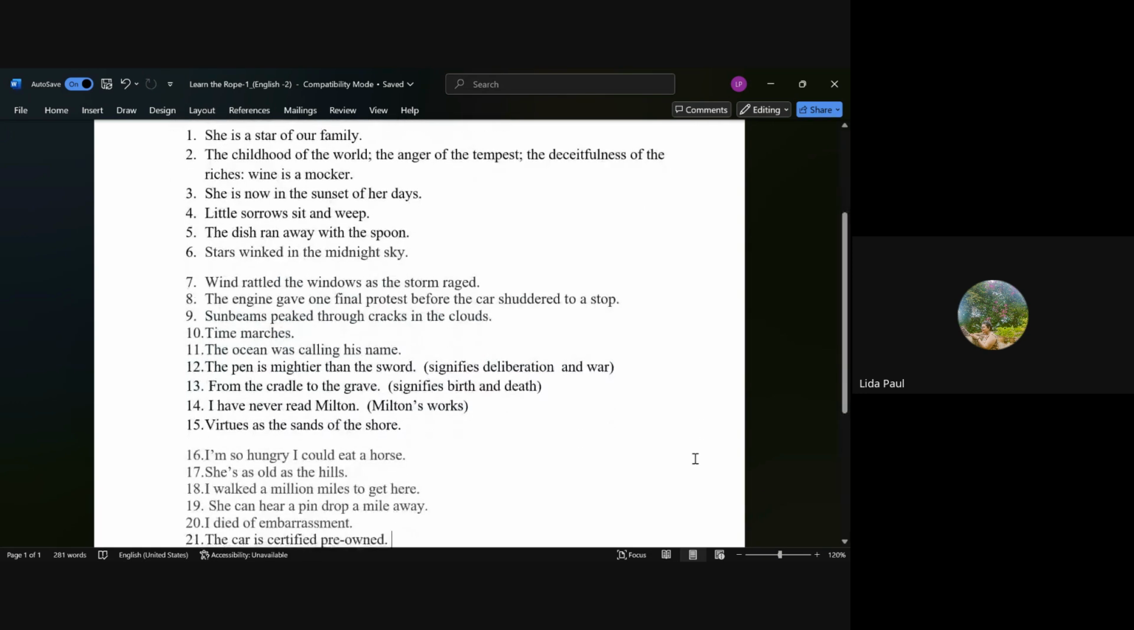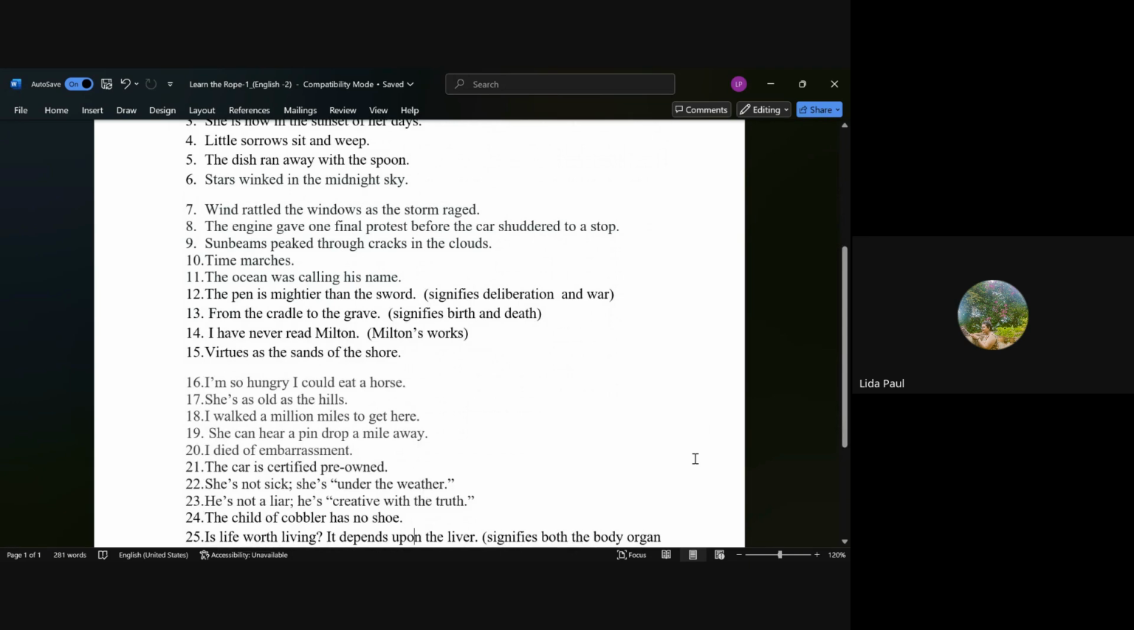Okay, 15th one would be: virtues as the sands of the shore. The word 'as' can sometimes also be replaced by 'like'. Simile, yes. So this is an indirect comparison and it's a case of simile. Okay.